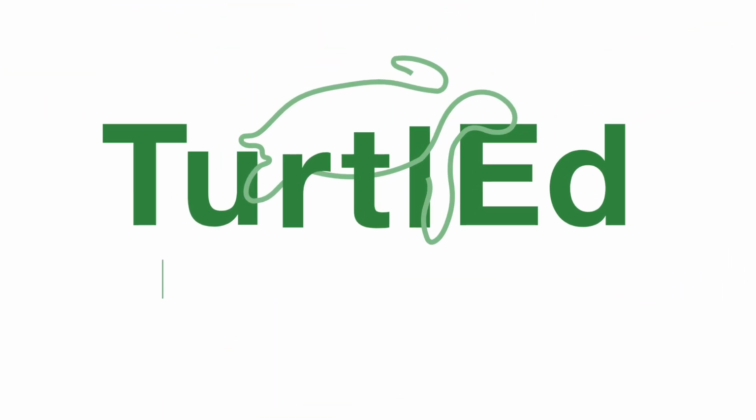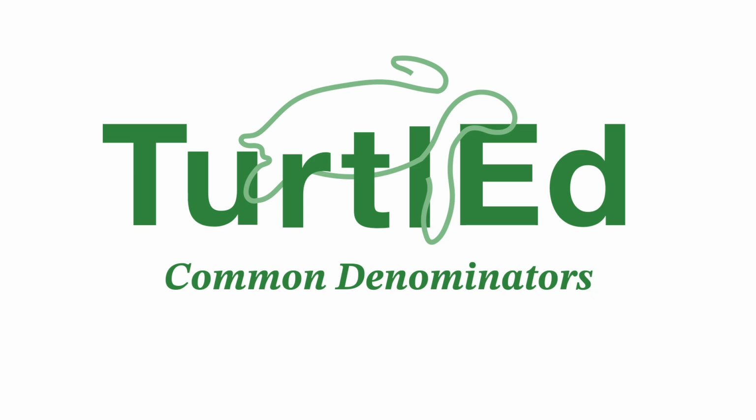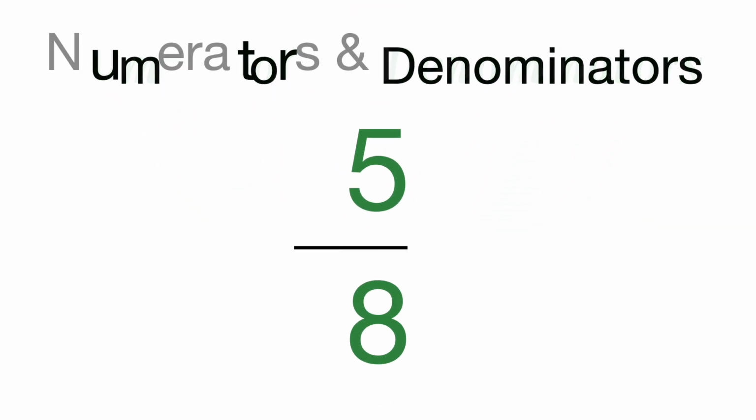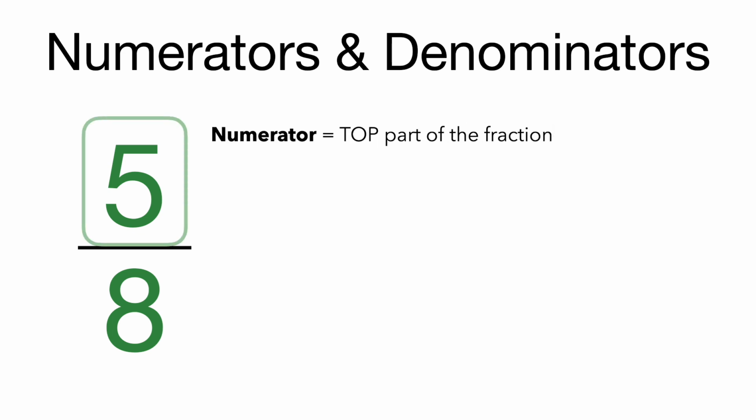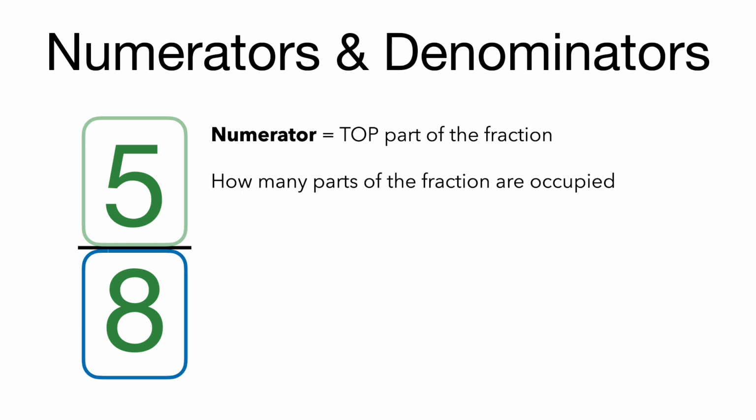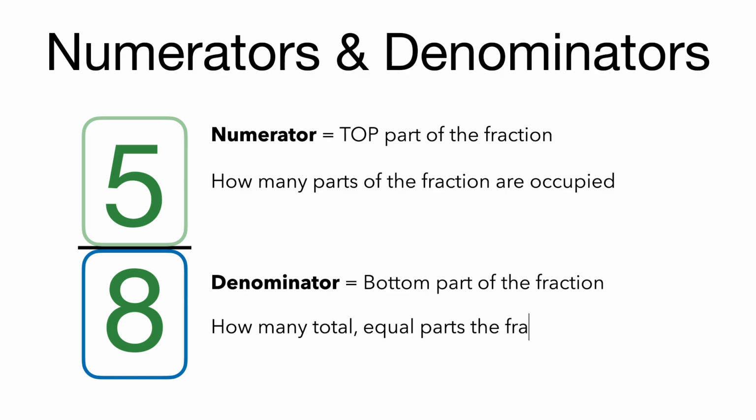In this video, we are going over common denominators. Before we get into common denominators, let's do a quick review on numerators and denominators. The numerator of a fraction is the top part of the fraction, and what it represents is how many total parts of the fraction are occupied or filled. The denominator is the bottom part of the fraction, and what the denominator represents is how many total equal parts the fraction is divided up into.